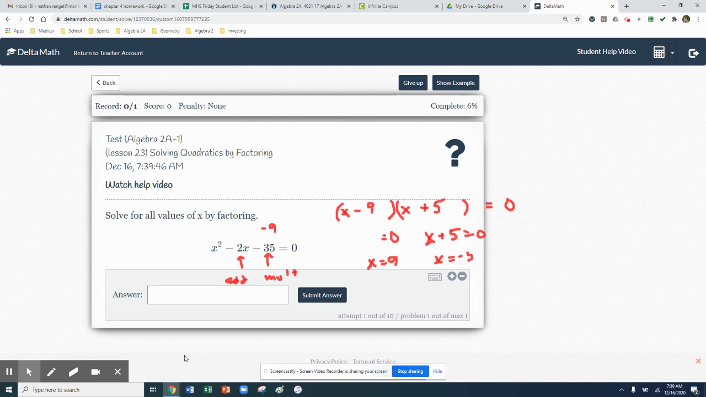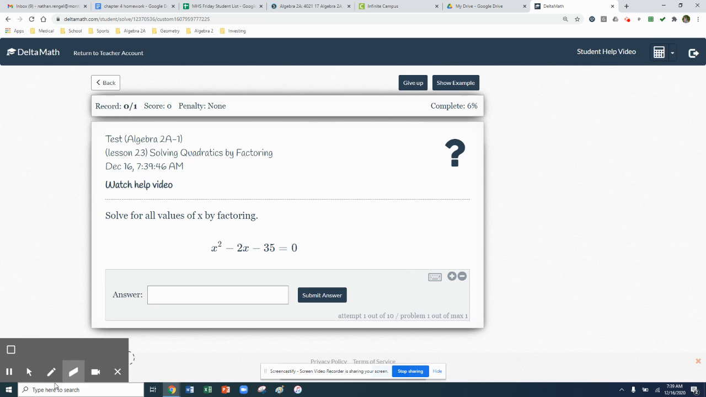We'll head into the next section. So we'll try this again. We've got a trinomial on this one as well, so we're going to factor it into 2 binomials. So here I need to multiply to negative 35, and I need to add to negative 2.